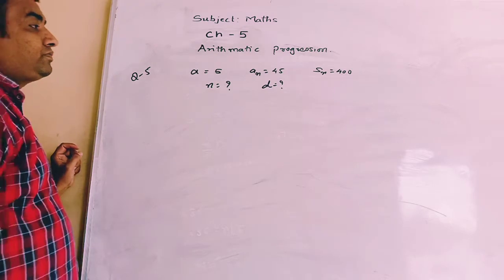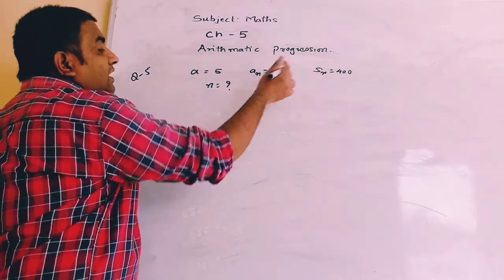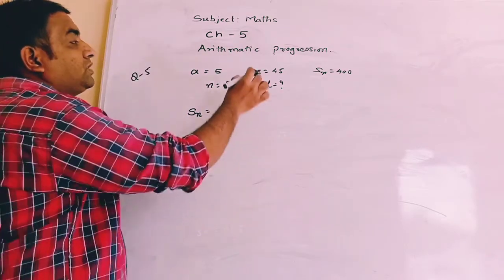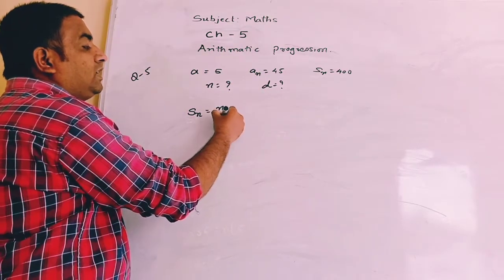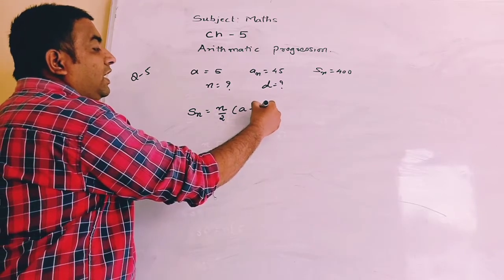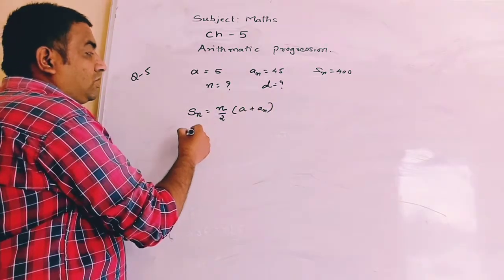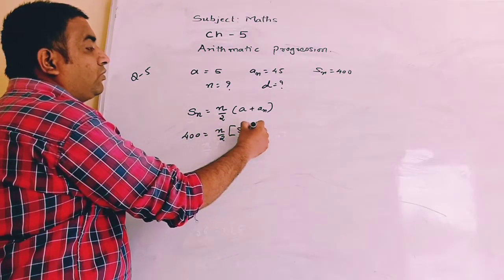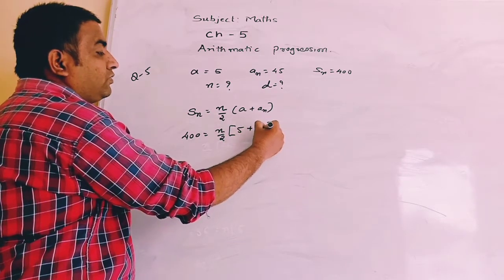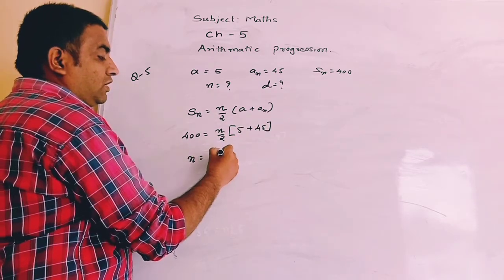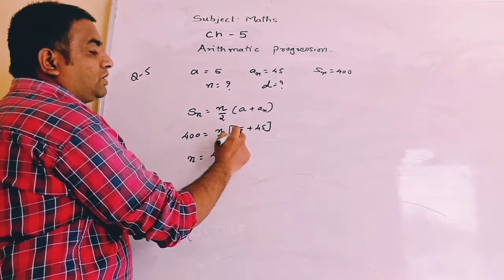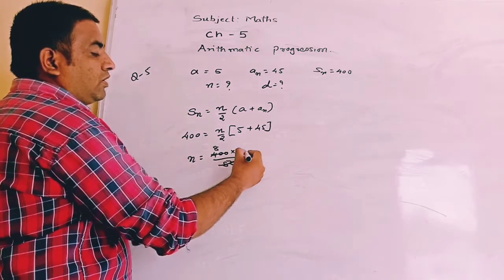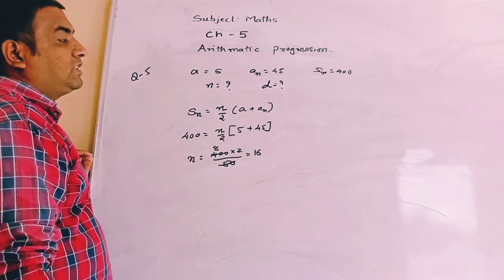So Sn is given, and when the first term and last term are given, the Sn formula is n by 2 into a plus an, or a plus l. So Sn 400 equals n by 2, a means 5 and an means 45. So n equals 400 into 2 divided by 45 plus 5, that is 50, will come down. So 50 eights are 400 and so 8 twos are 16, so there are 16 terms.